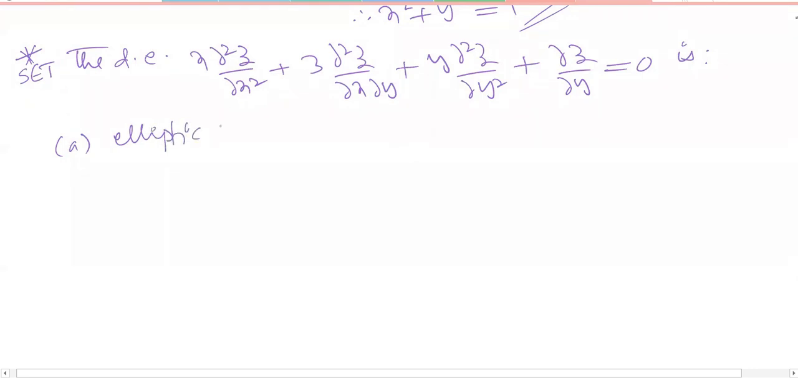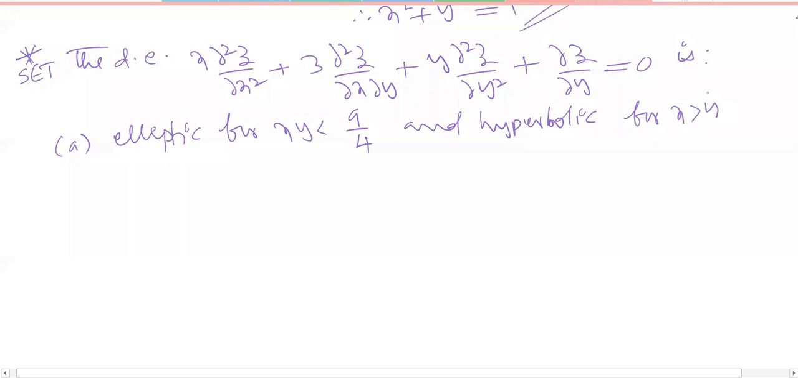Elliptic for xy less than 9/4, and hyperbolic for xy greater than 9/4. First option.